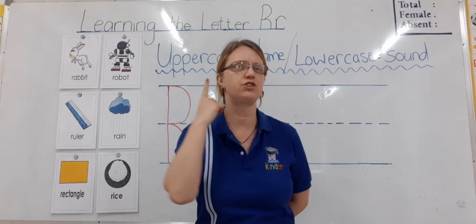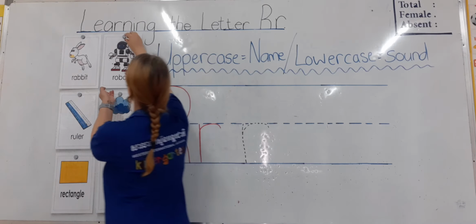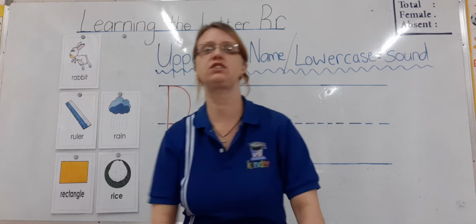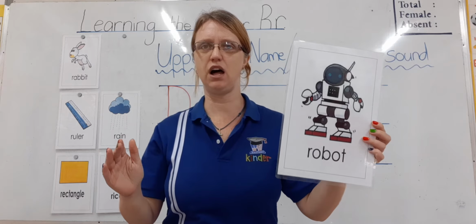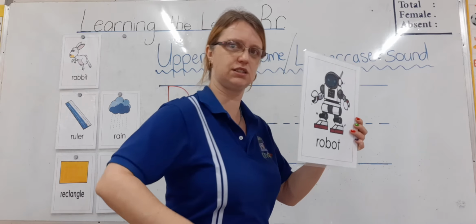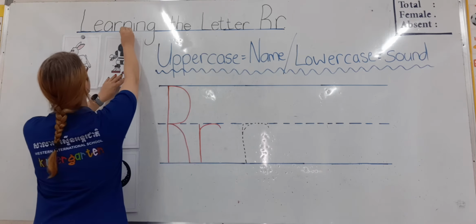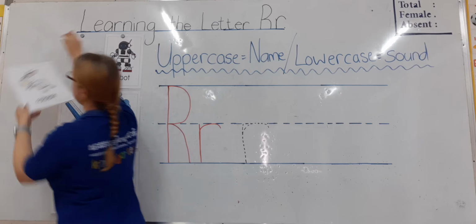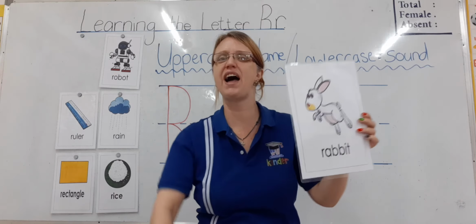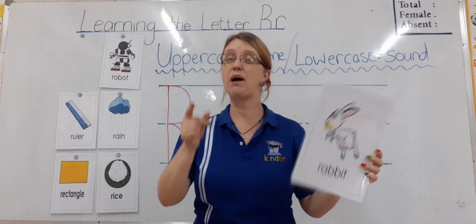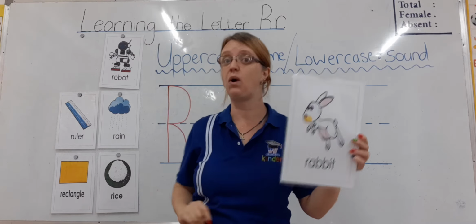Okay, so now we're quickly going to have a look at some words that start with the R sound. So I want you to listen and then repeat after me, okay? Let's take the first picture. First picture is going to be robot. I am a robot. Okay. Robot. Okay, and the next one is a rabbit. A rabbit's like a bunny, but a little bit bigger and a little bit more wilder.